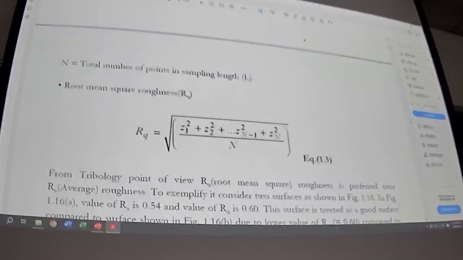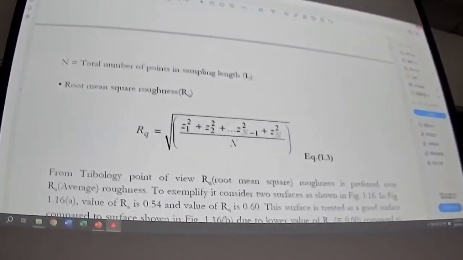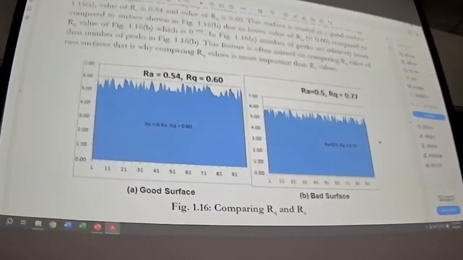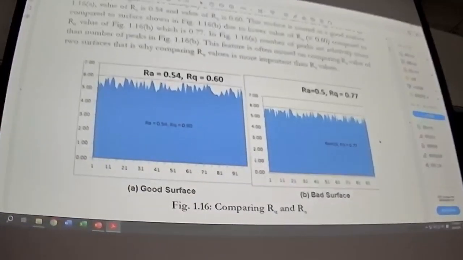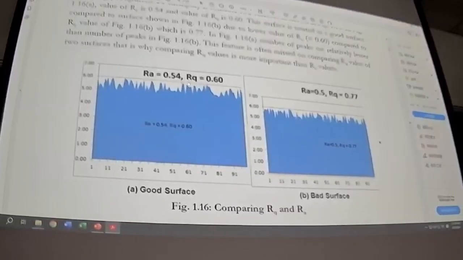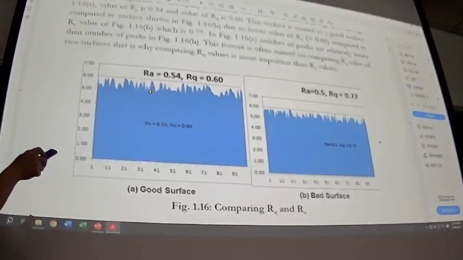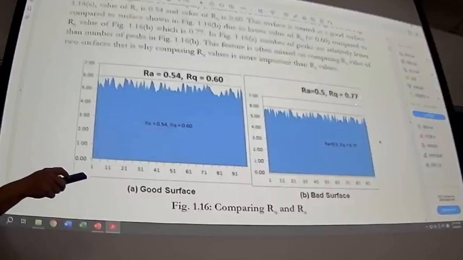So usually we need to look at the root mean square roughness. We have some comparison for good surface or bad surface, so it is important to have an understanding of the root mean square roughness. With a similar average surface roughness, but comparing the root mean square roughness, this one is smaller and this one is bigger.